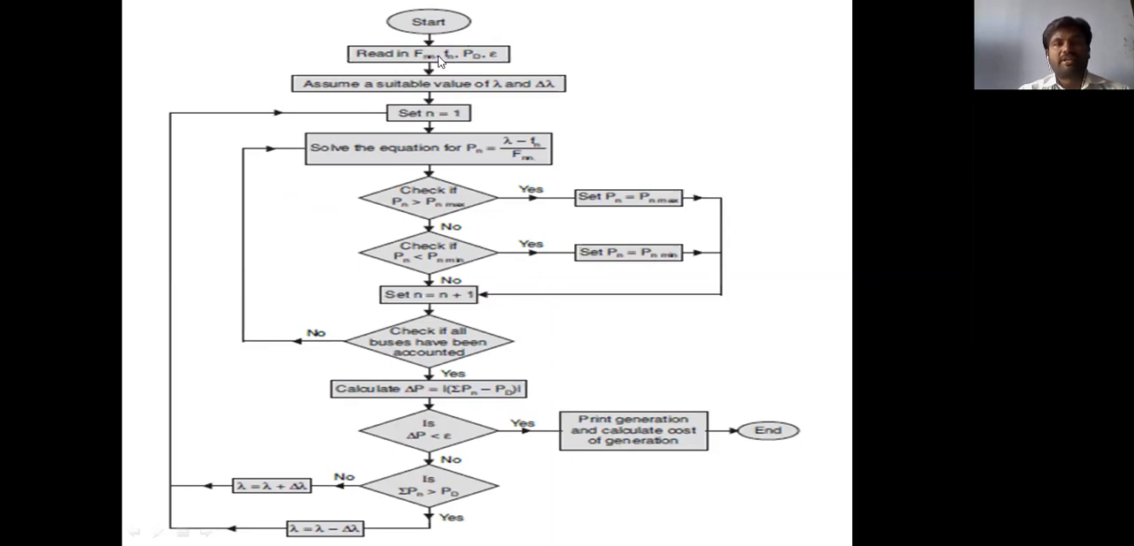Read in Fnn, Fn, Bn, and epsilon. Assume suitable values of lambda and delta lambda. Delta lambda means the change in the Lagrangian multiplier. Set n equal to 1. The next step is to set n equal to 1.